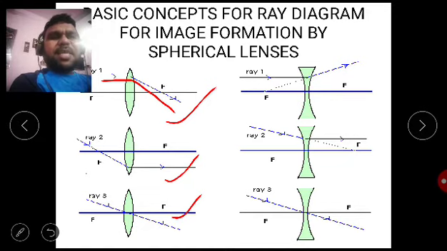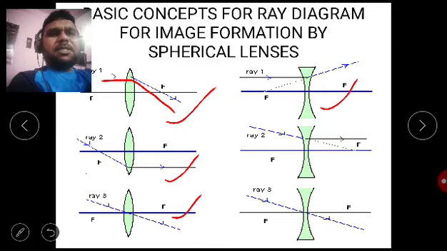We are simply extending it by using our common sense and some basic concepts. When a ray of light is traveling parallel to the principal axis, as we know that concave lens is a type of diverging lens, the ray of light will diverge. But how will it diverge when it is traveling parallel to the principal axis? It will appear to be coming from the first focus. Virtually it is coming from the first focus.